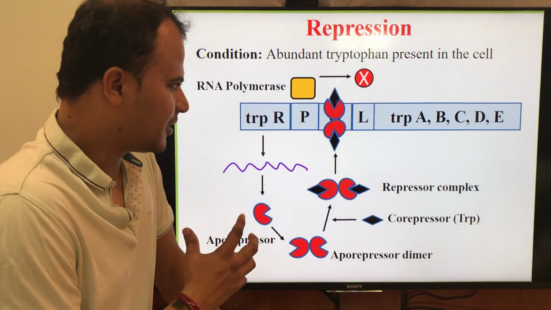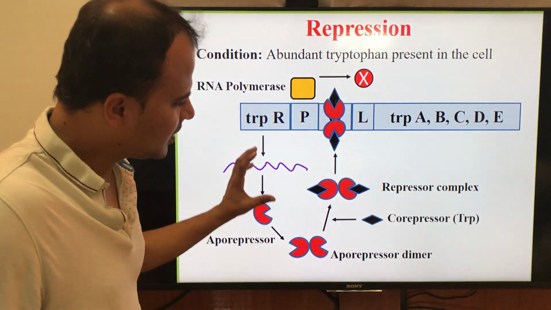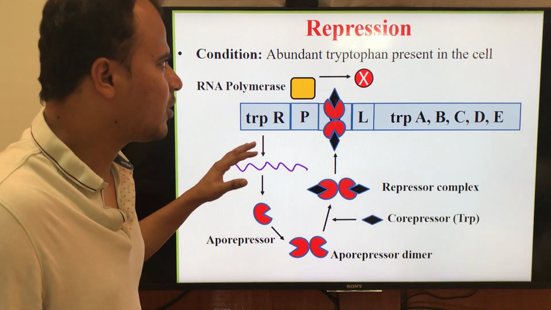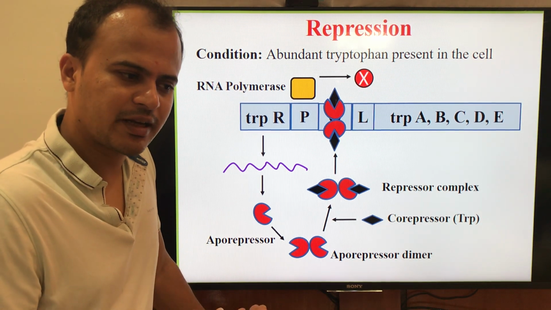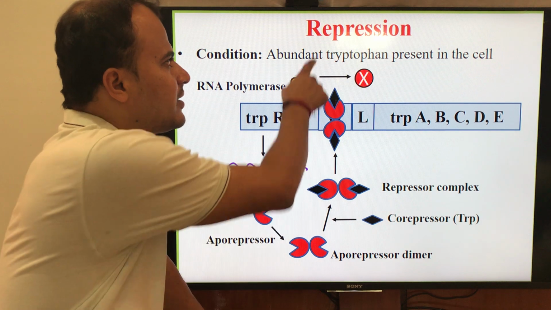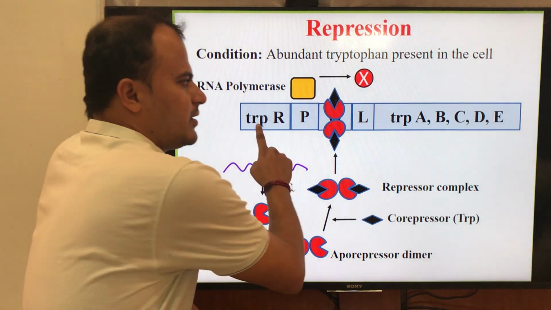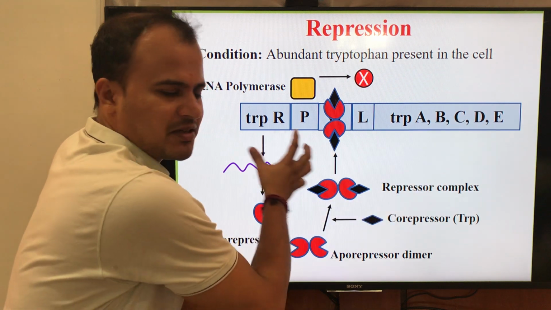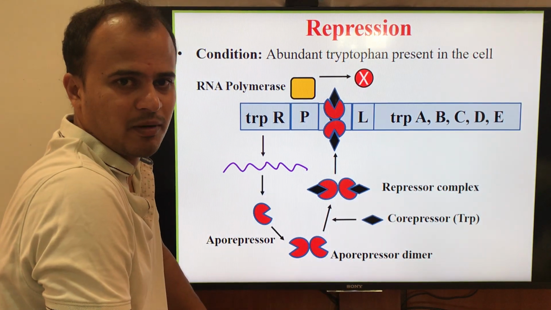So this is a picture which shows you some molecular mechanisms involved in the regulation of the tryptophan operon. The first regulation that I am talking about is repression. In repression, this is the double-stranded DNA which has the tryptophan operon. The trpA, B, C, D, E genes are present in the form of a cluster.